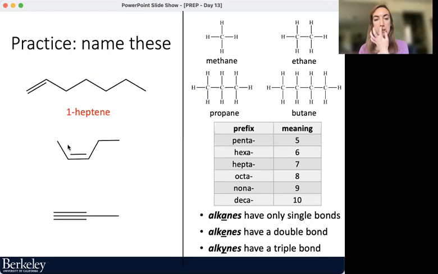So our second molecule has 1, 2, 3, 4, 5 carbons. So it's pentene because it has a double bond. Its double bond is on the second carbon. So it's going to be 2-pentene.